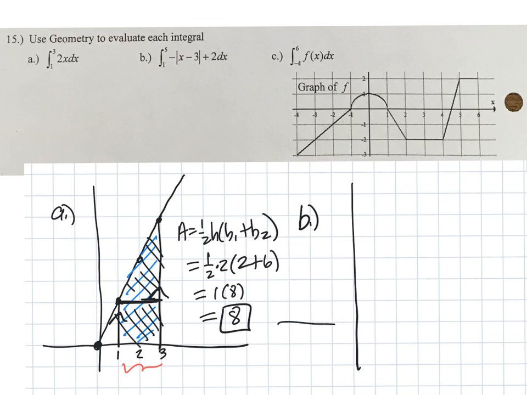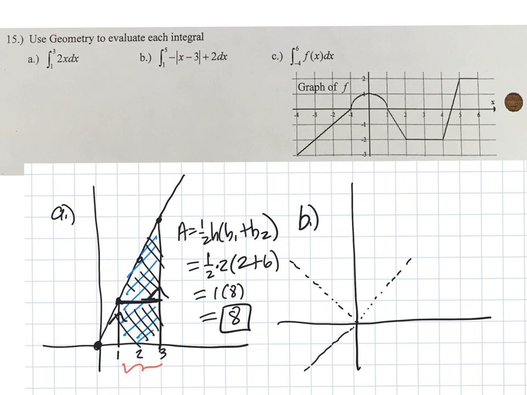Okay, I'm going to start by sketching the parent function. So the parent function would look something like this. So there's your absolute value function. Now, the negative out in front flips it upside down. So I'm going to flip it upside down.